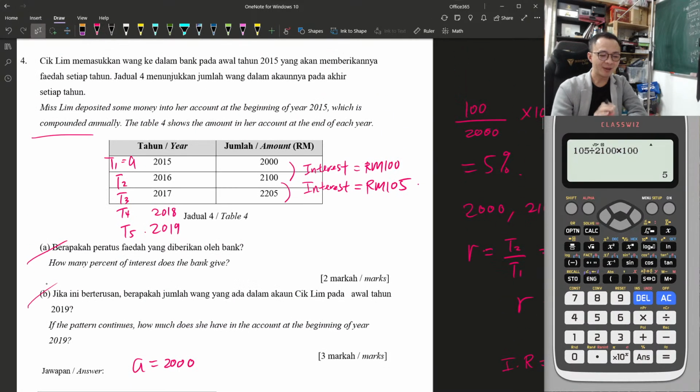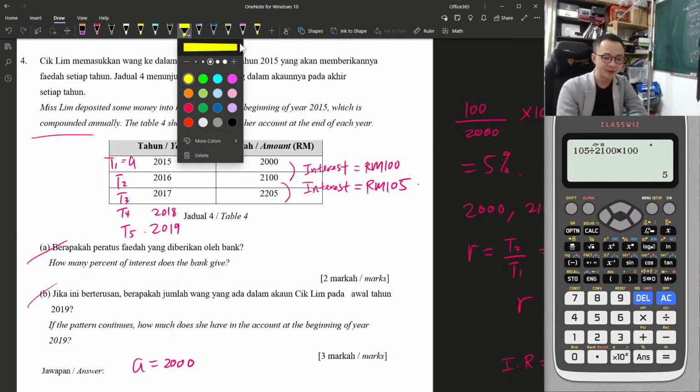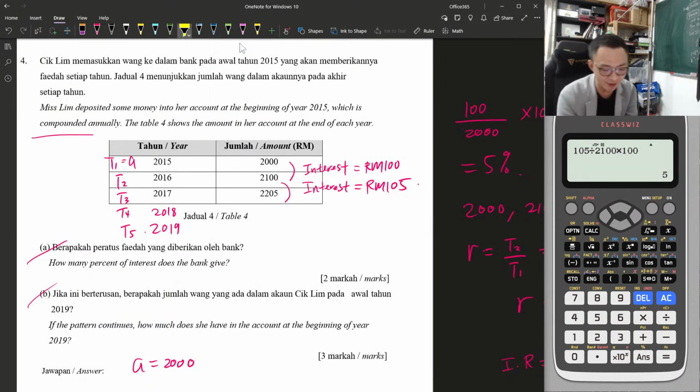Okay. Now this one is a bit tricky because I actually got a slightly different answer from the marking scheme. Why? When I read the question here, at first he deposits this into her account at the early part of this year. So that means until the beginning of the year 2019, how many years is there actually?